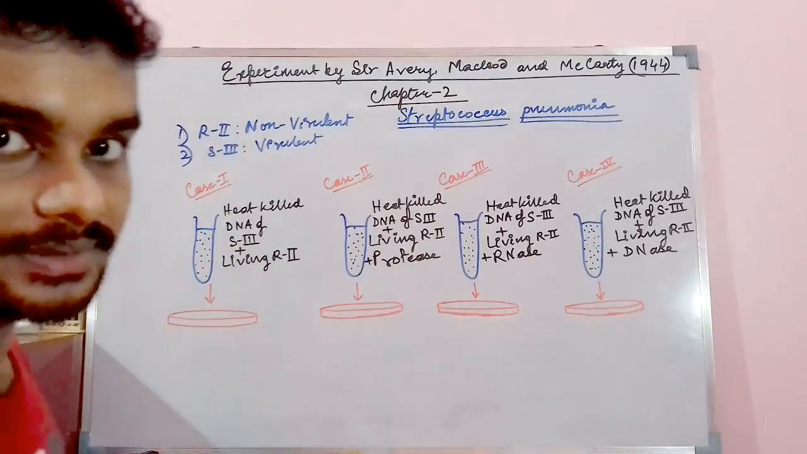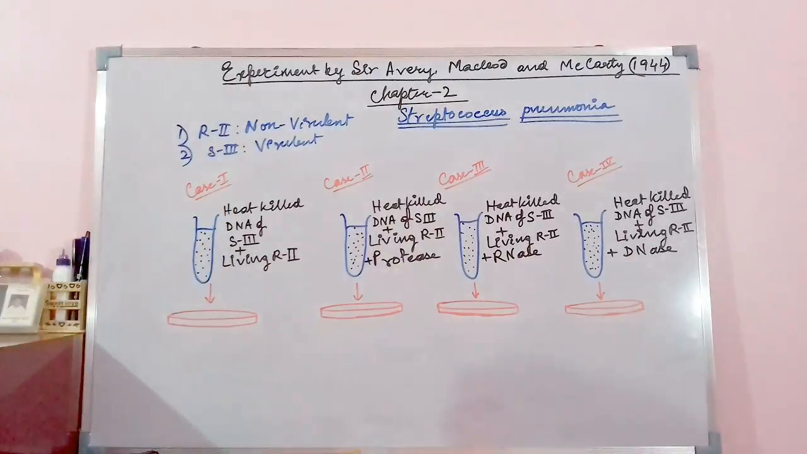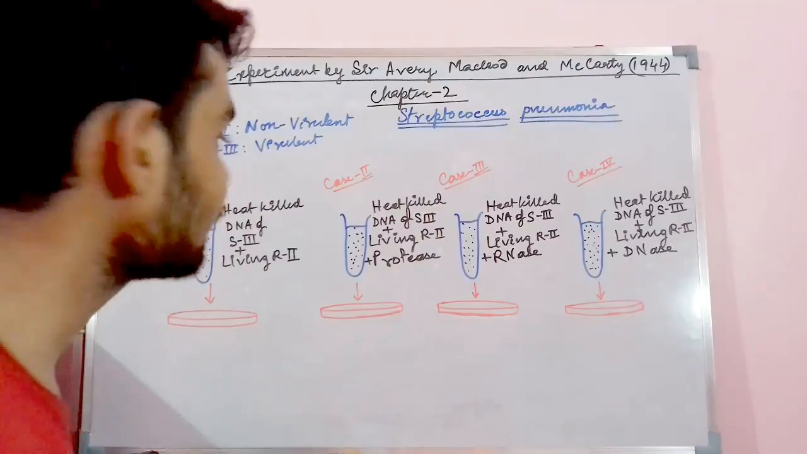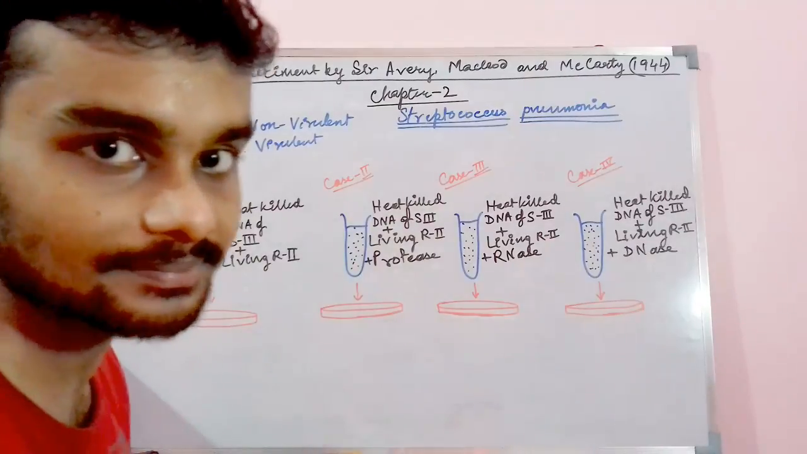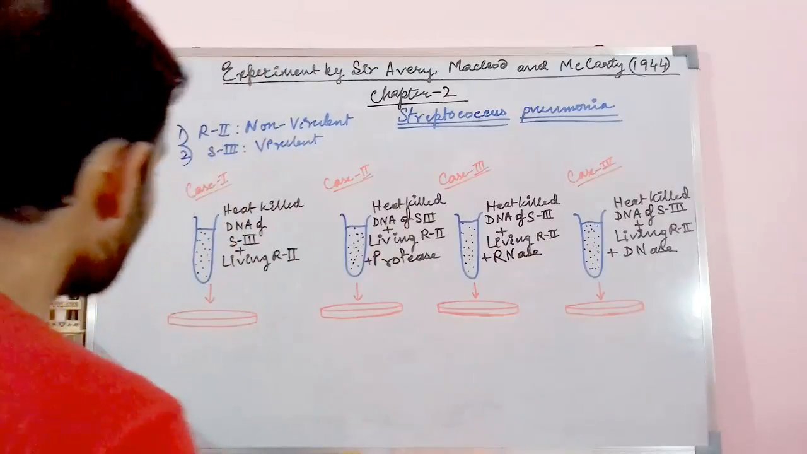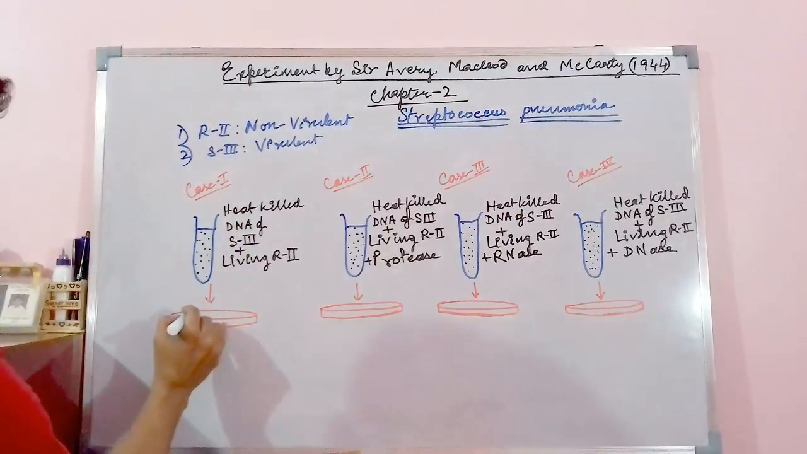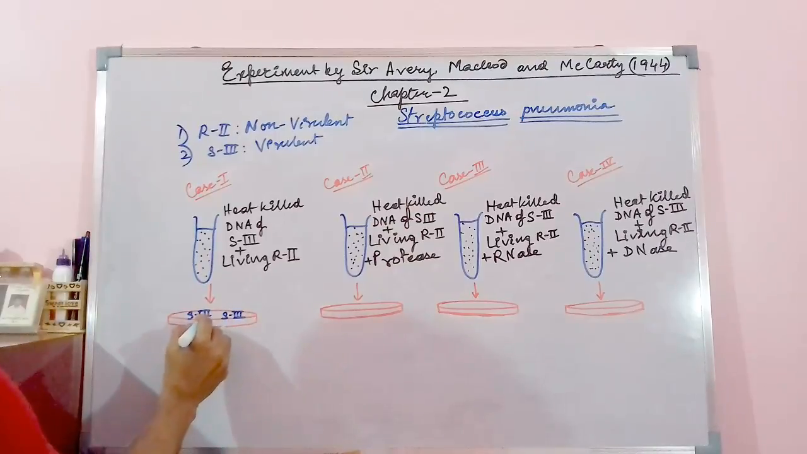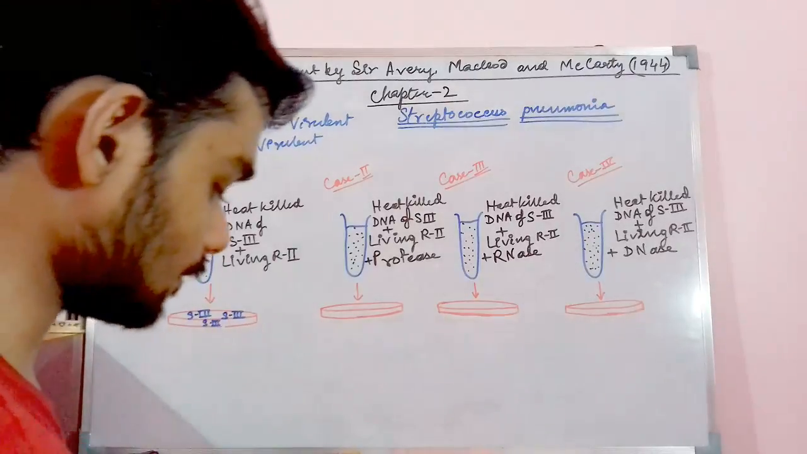Now in the first setup, what happened? The living R2 type was present. So in that case, the heat killed DNA of S3 was supplied right in the culture medium, and the incubation was done for a specific period of time. But in the observation period, in the Petri plate, the S3 colonies were found.